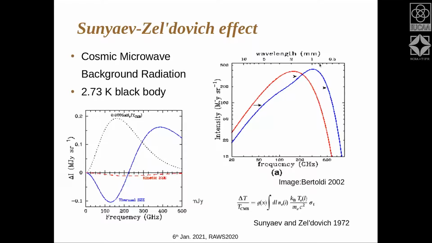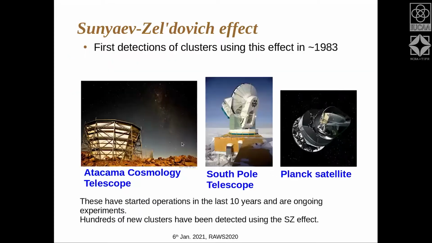So basically if you take the difference and then plot just the difference, you will find that in the low frequency range you have a decrement, and in the high frequency range you have an increment. And this property is proportional to the total gas pressure in the intracluster medium. So it's a very sensitive probe of the intracluster medium pressure.